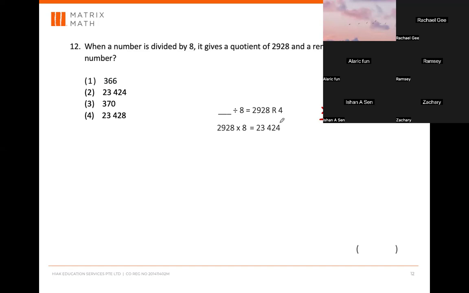Okay, so 23,424 is 2928 times 8 here. Don't forget that you have a remainder of 4. Okay, 23,424 is because you can entirely divide by 8. But if there's a remainder of 4, meaning that 23,424 has to plus 4. So it will be 23,428. So that would be option 4 here.